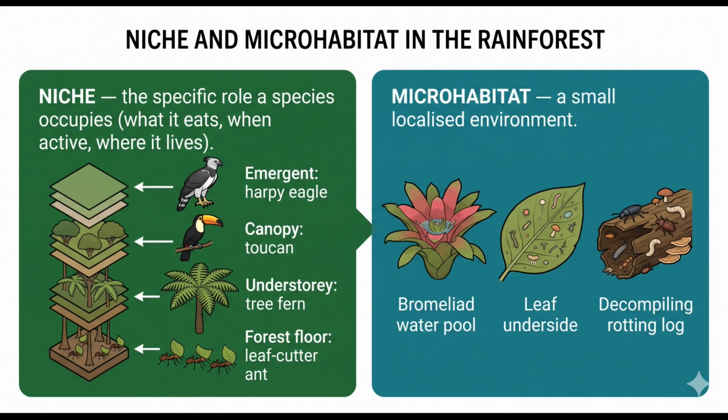A microhabitat is a smaller, localized environment within a larger habitat. A bromeliad plant in the canopy that collects a pool of water becomes a tiny freshwater habitat 40 meters off the ground, home to insects and tree frogs. The more layers, the more niches, the more species. This is why a grassland, single layer, cannot match a rainforest in biodiversity.